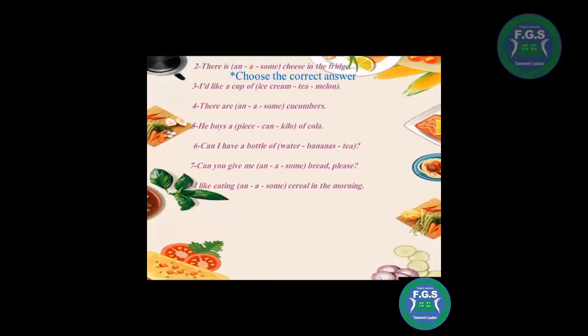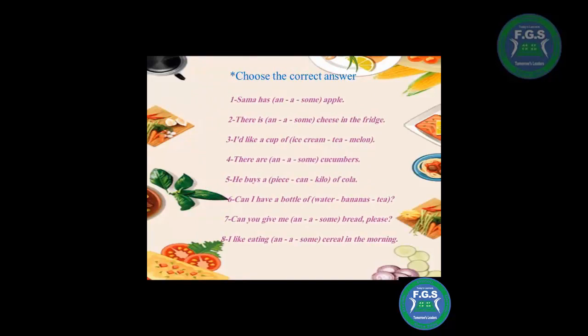And now our exercise time. Choose the correct answer. In number 1, Sama has an or a or some apple. We have apple, it's singular and starts with a vowel, so we choose Sama has an apple. Number 2, there is an or a or some cheese in the fridge. Cheese is uncountable, so we choose some cheese.